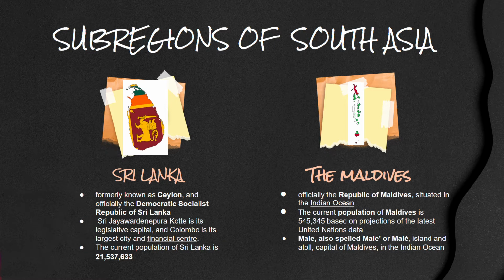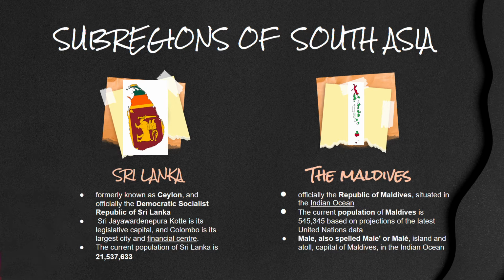The current population of Sri Lanka is 21,537,633 people. Next one is the Maldives, the popular one with their beautiful island. The Maldives, officially the Republic of Maldives, is an archipelagic country in the Indian subcontinent of Asia.